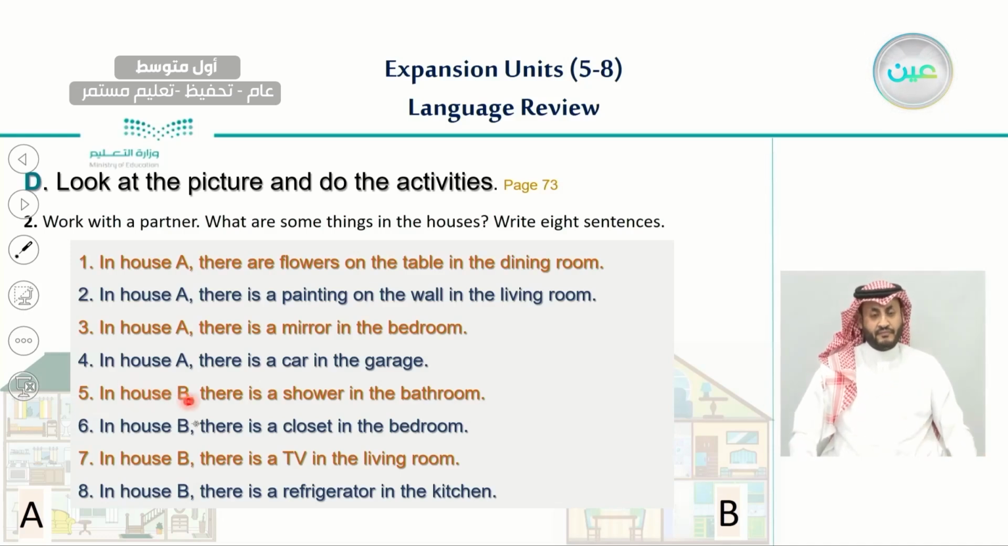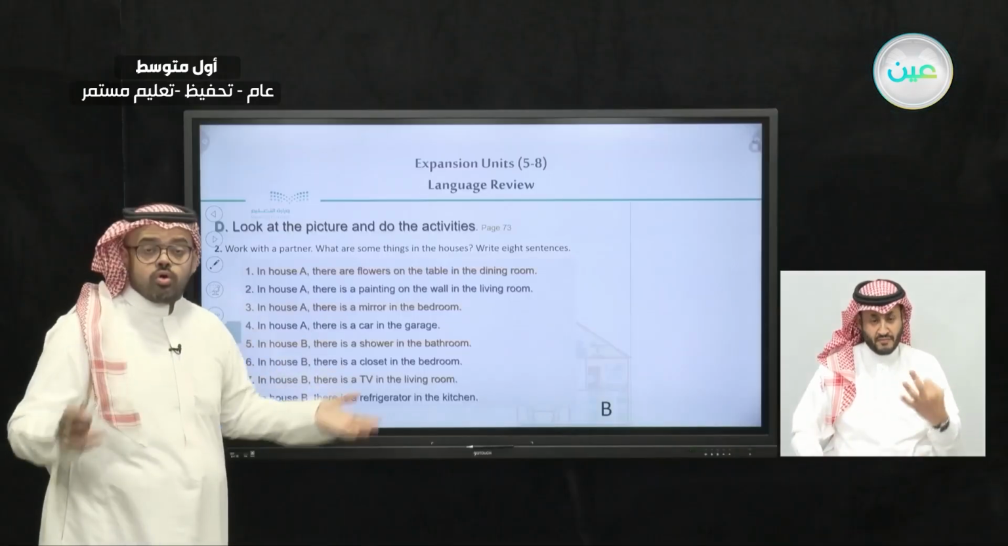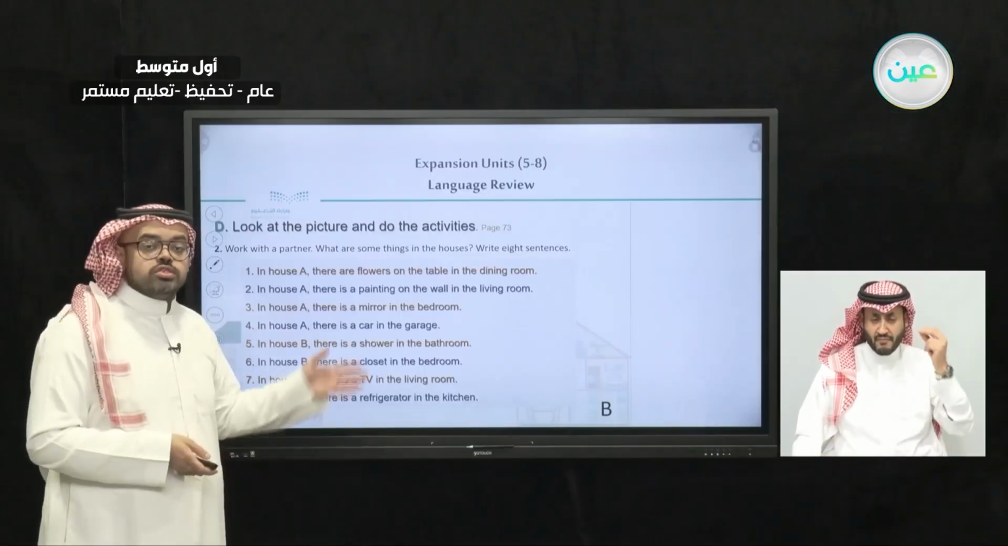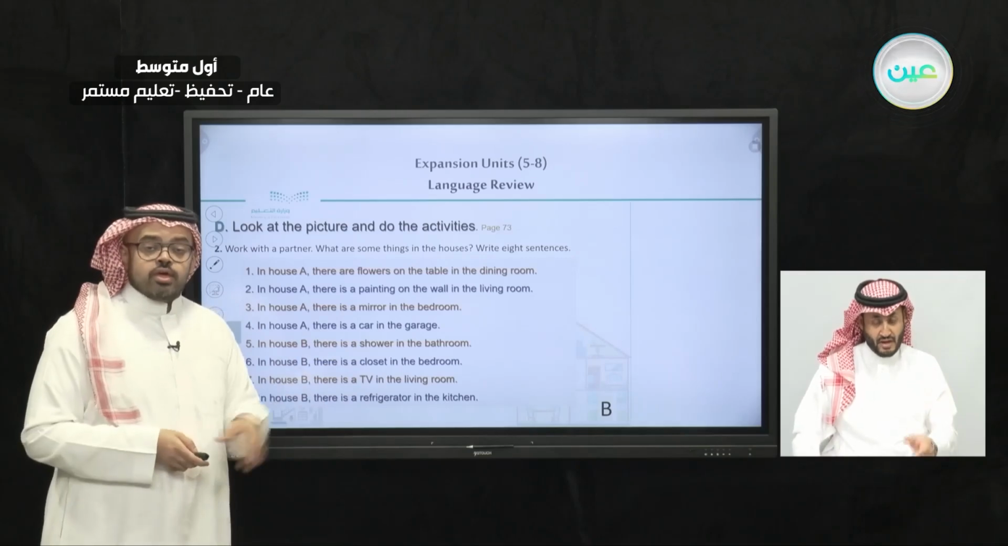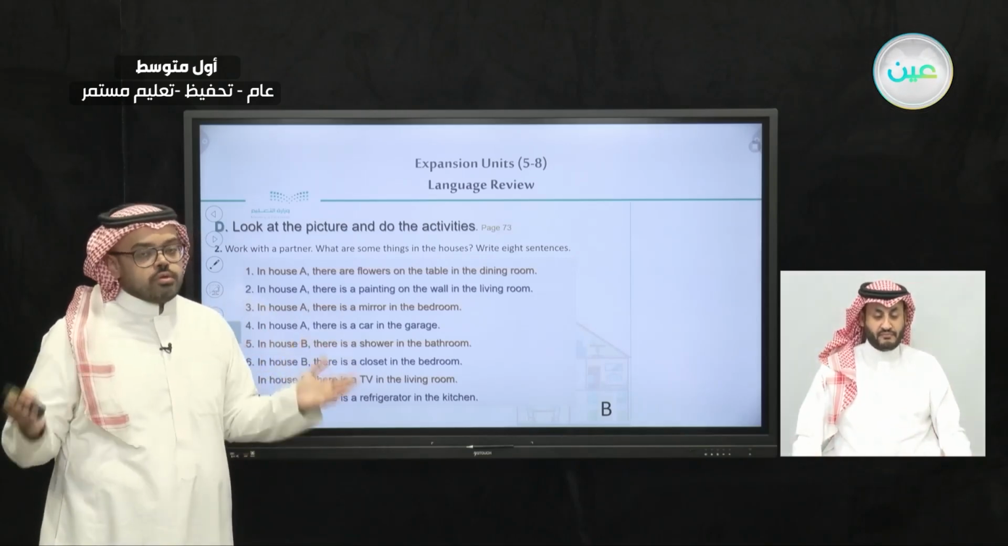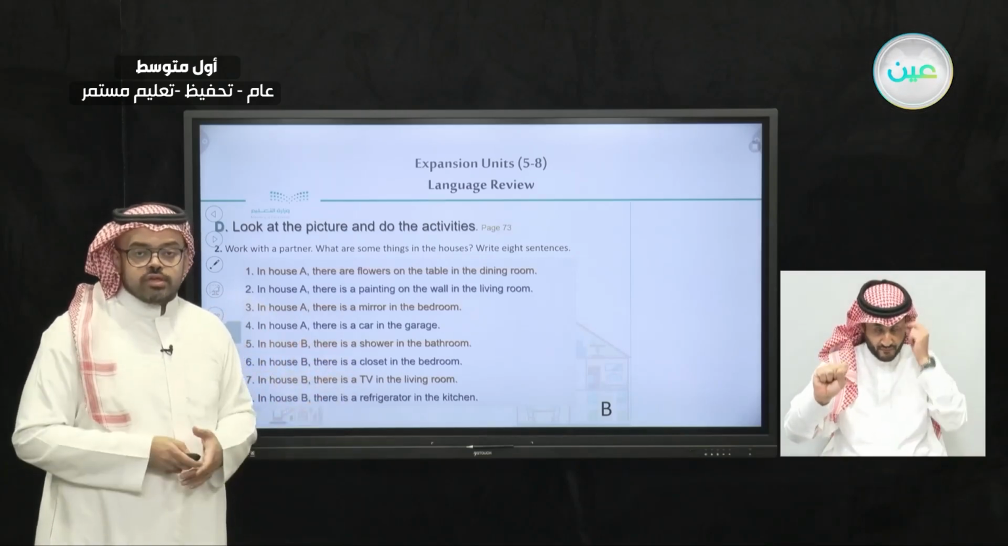In house B, there is a shower in the bathroom. In house B, there is a closet in the bedroom. And also in house B, there is a TV in the living room. And the last one, in house B, there is a refrigerator in the kitchen. These are not the only things in these two houses; there are even more things. You can choose different things and write about them. And remember, if it's one thing, you say there is, and if it's more than one thing, you say there are.